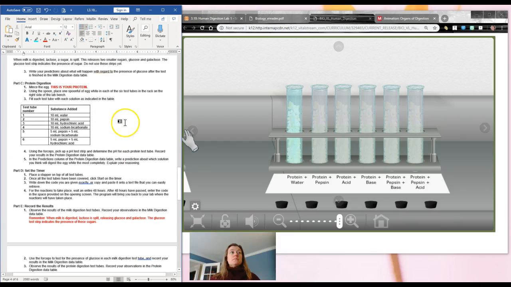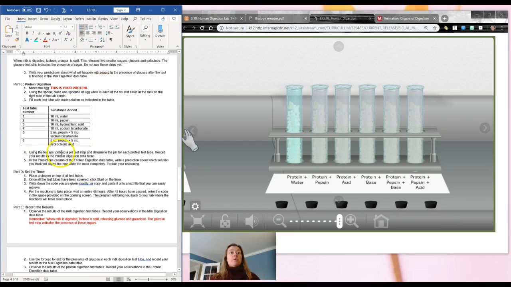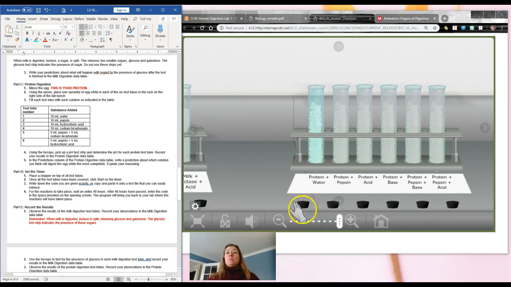So let's see what it says. It says using the forceps, pick a pH test strip and determine the pH for each protein test tube. Oh, and we have to record it in our results. So now we get to use those pH strips.